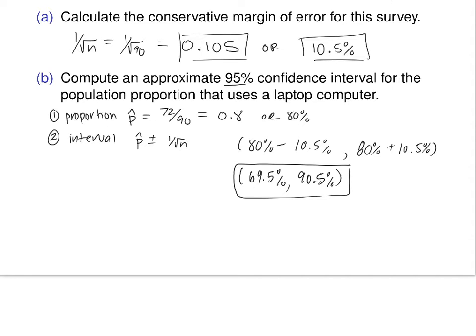Okay. Sometimes the proportion is going to be already given to you. I tell you that it was 80%, and you've got to just do the plus or minus the margin of error.